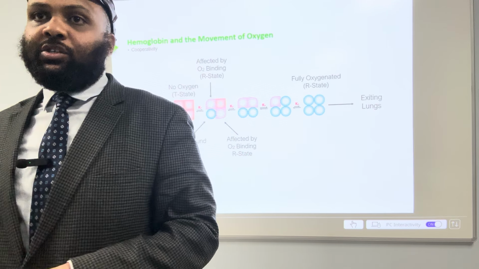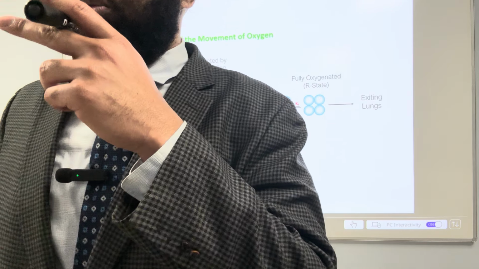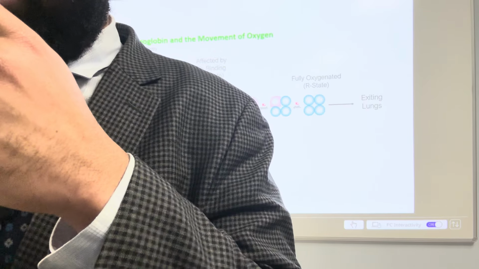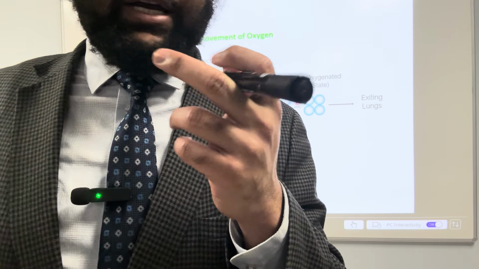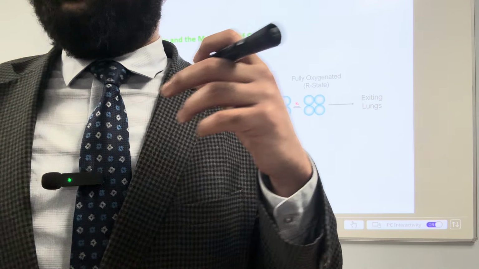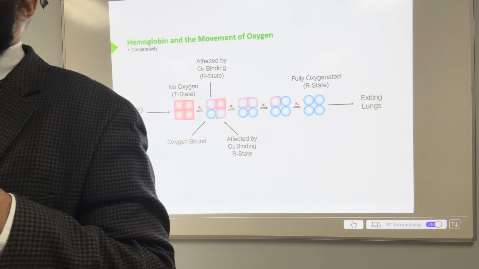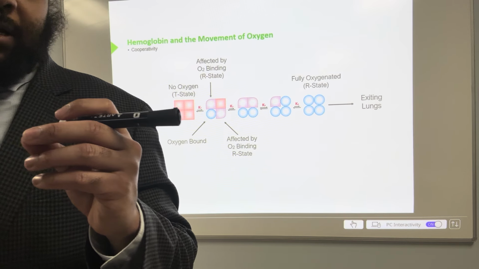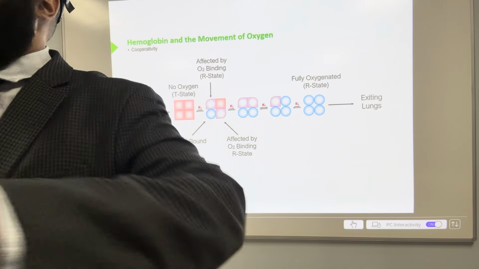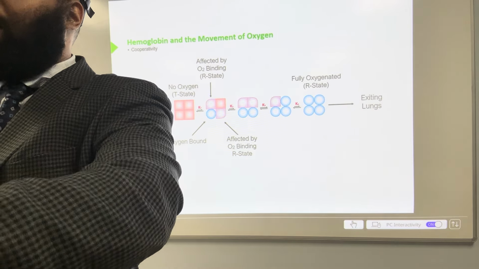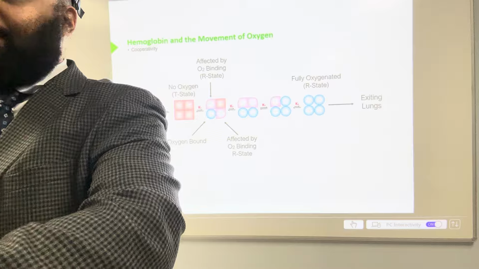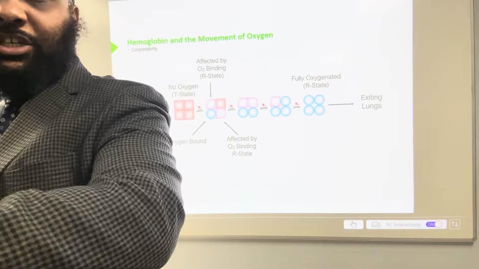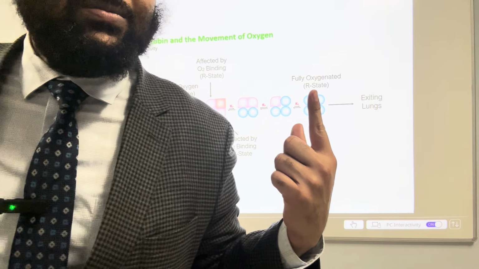You're going to learn that smoking, people who smoke nicotine or people who smoke the cannabinoids, they are basically suffocating themselves because the nicotine and the carbon monoxide, what it does is it locks hemoglobin in the R state. So it has a lot of oxygen, but it's not letting it go.